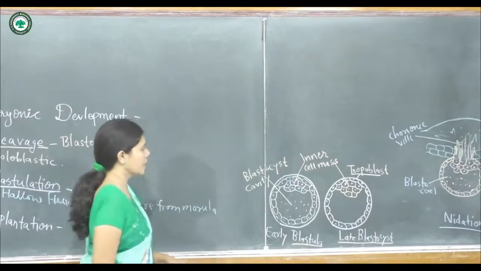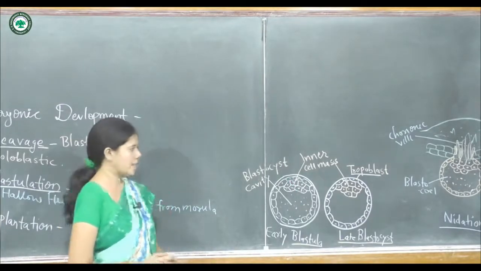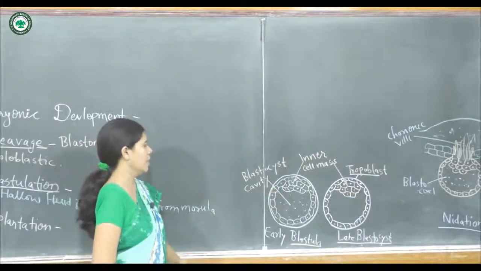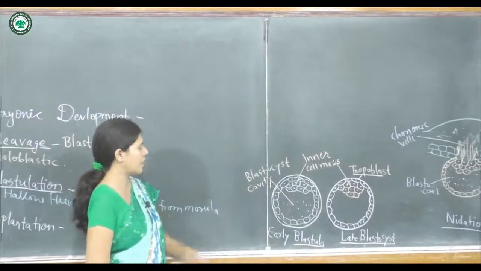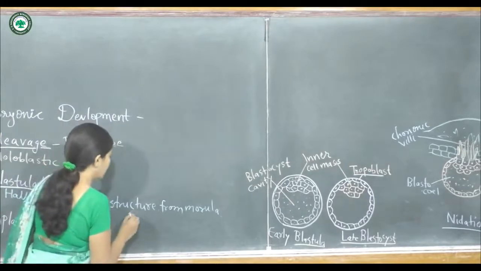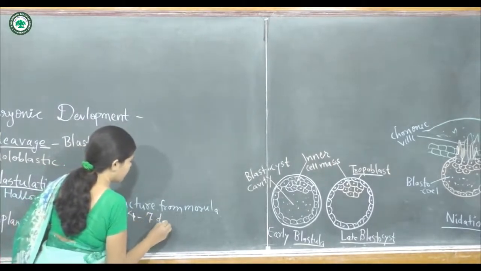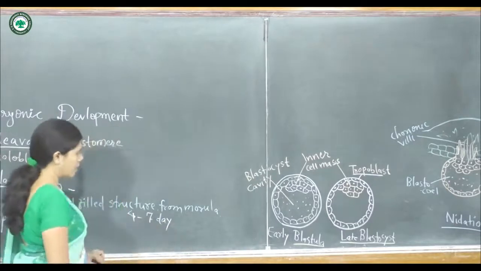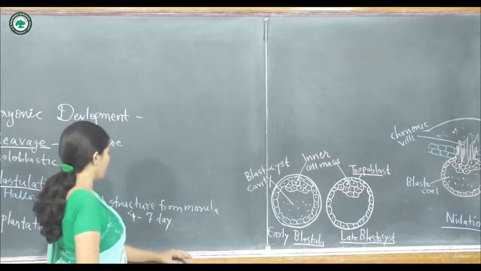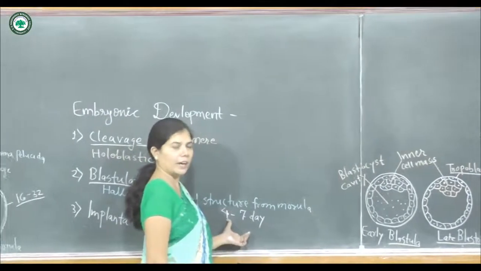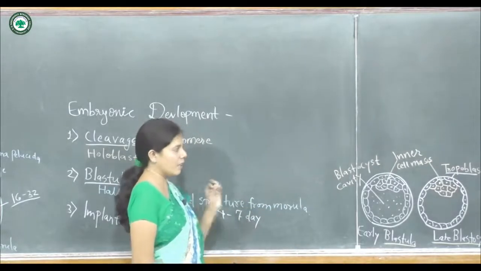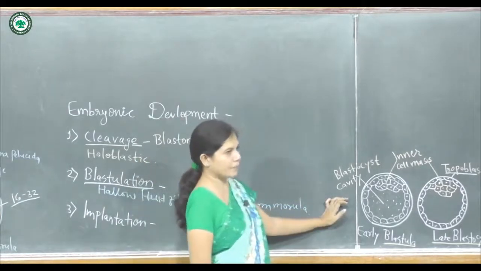And the inner cell mass is attached to the trophoblast by one end, and the remaining cavity is known as the blastocyst cavity. The formation of blastula is from the 4th day to the 7th day after fertilization. The formation of the blastocyst cavity starts at the 4th day, and the complete formation of blastula ends at the 7th day, in which two types of cell are formed.